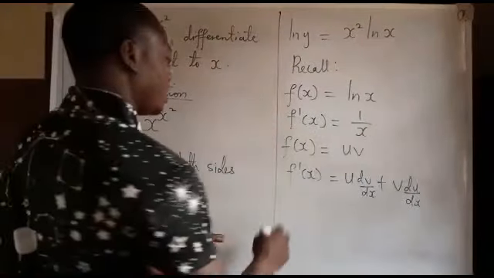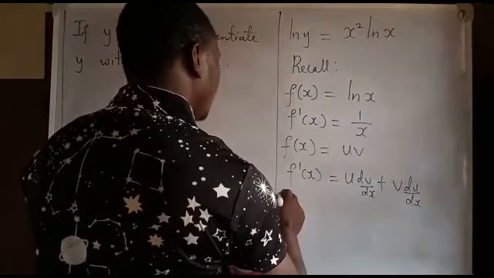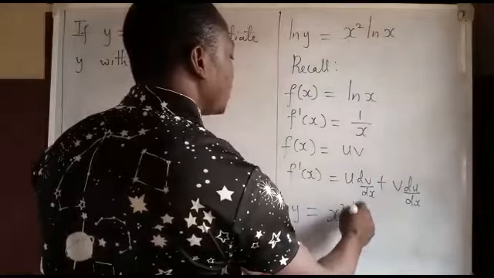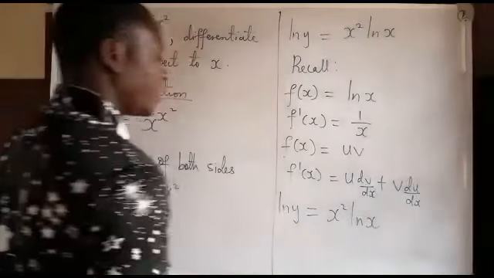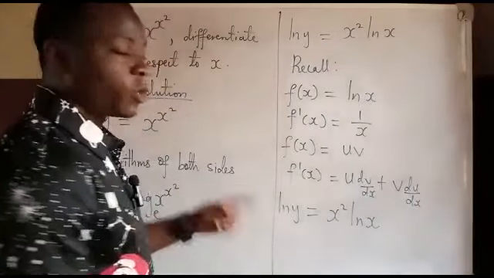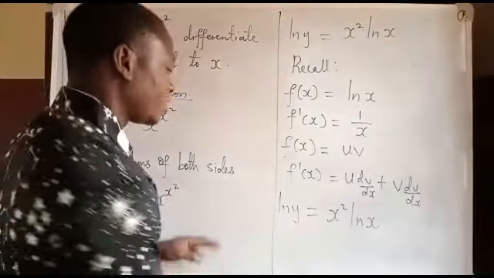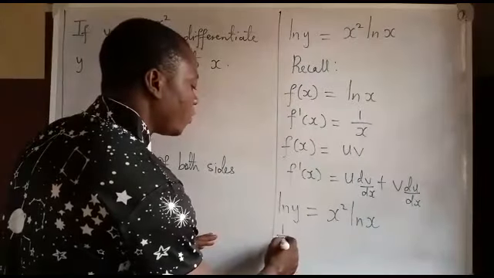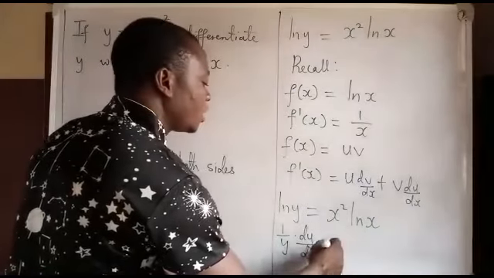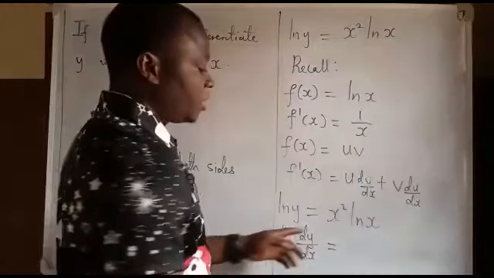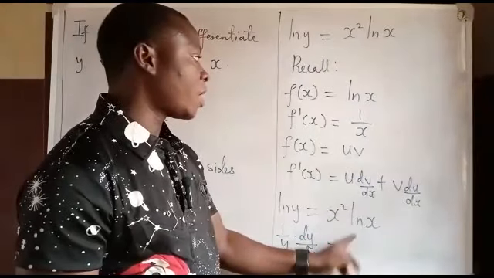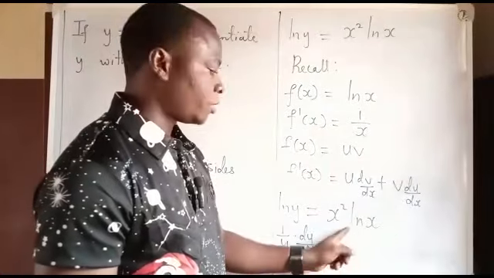So how do we differentiate this? If you have ln y equals x squared ln x, differentiating y with respect to x, you multiply by dy dx. So ln y is going to be 1 over y dot dy dx equals, assuming this is our u and this is our v, we have two functions here. We're going to apply the product rule to differentiate this.